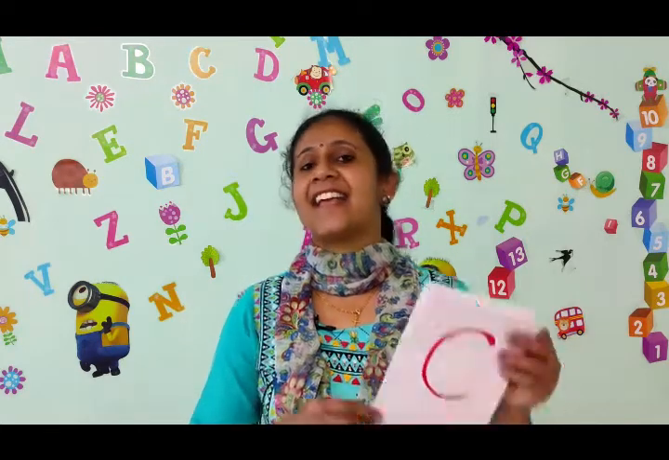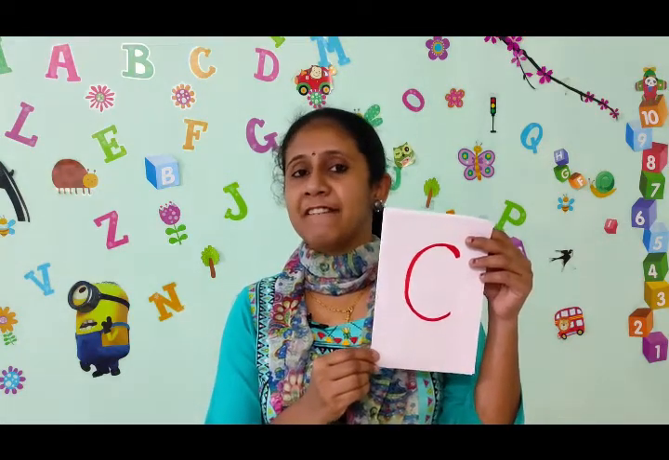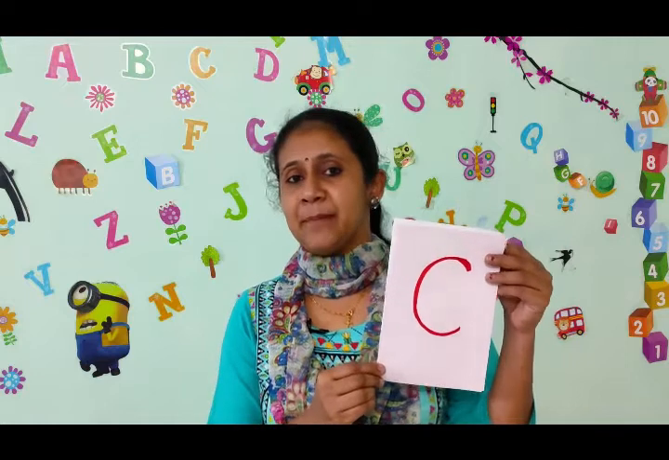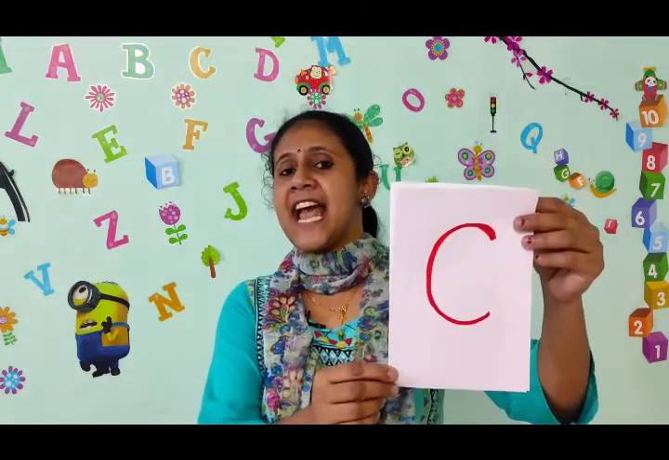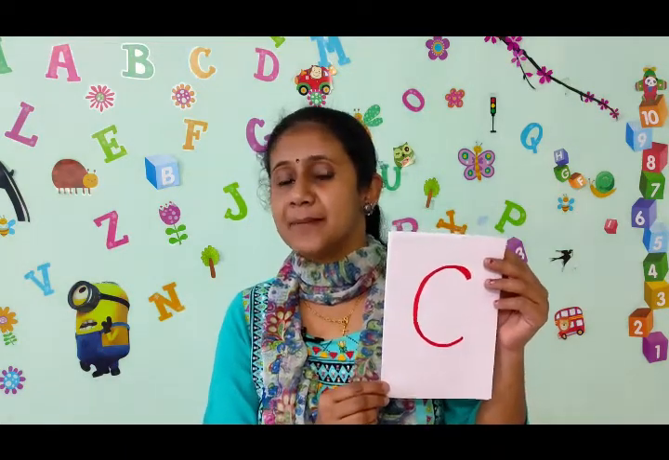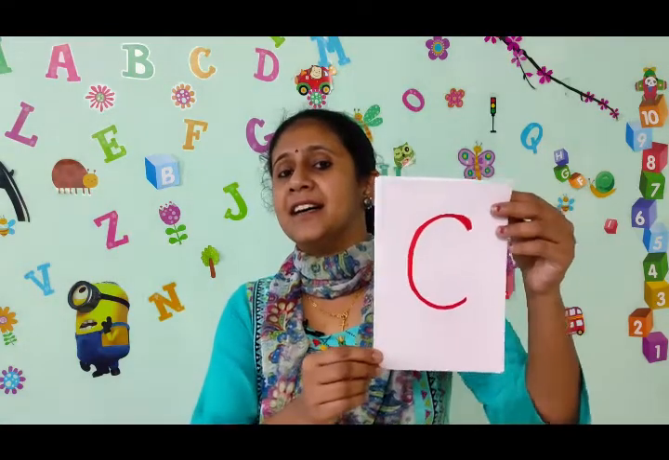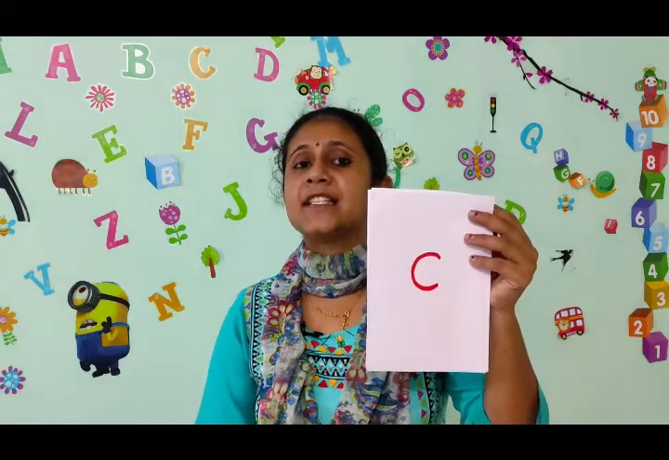Welcome back, my dear children. Which letter is coming after letter B? A, B. Yes, letter C. Now we will learn about letter C. This is letter C. C sounds k. C sounds k. This is capital letter C and this is small letter C.